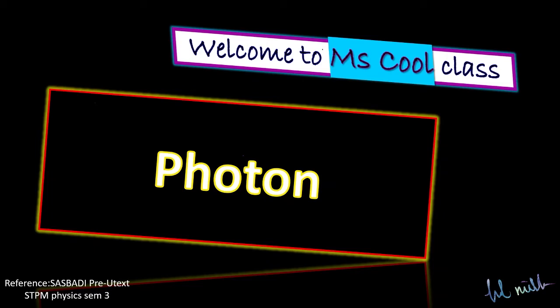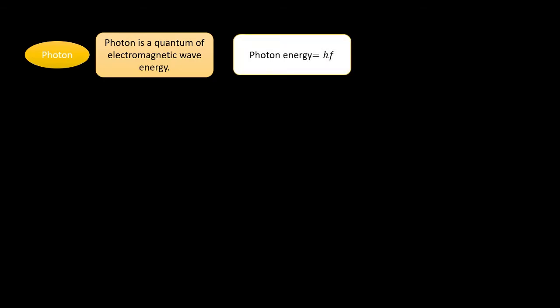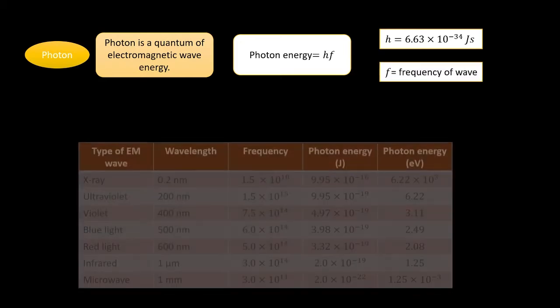Hi everyone, so now we are going to learn about what is a photon. A photon is actually a quantum of electromagnetic wave energy, denoted as hf. So when we say one photon energy, it's actually the Planck constant times the frequency of the electromagnetic wave. h is equal to 6.63 times 10 to the power of negative 34 joule second, and f is the frequency of the wave.